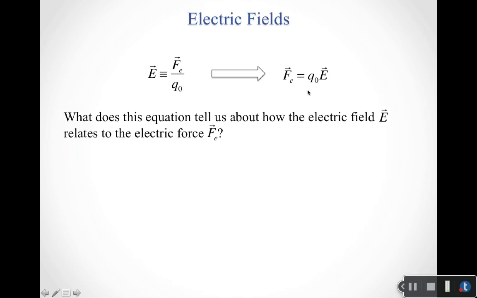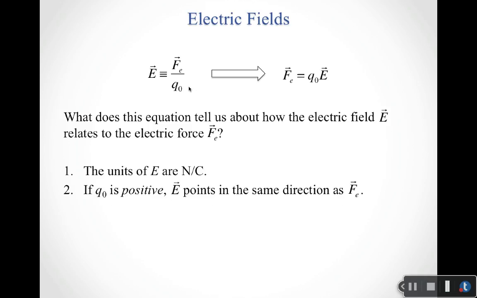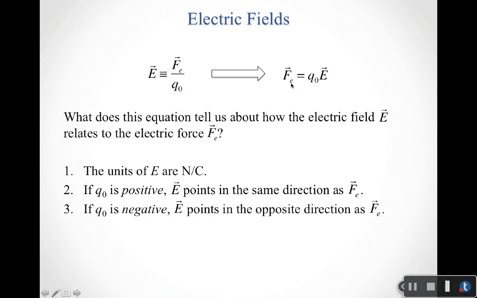So what does this tell us about how these two things relate? Let's start with the most basic. The easy thing to do is to read this equation and say that the units of the electric field have got to be units of force divided by units of charge, so that's newtons per coulomb. That's one way that we can write the units of the electric field. This equation also tells us that anytime you take a vector and multiply it by a positive number, you can change its magnitude, but you don't change its direction. So if we use a positive test charge Q naught, then the electric field has to point in exactly the same direction as the electric force.